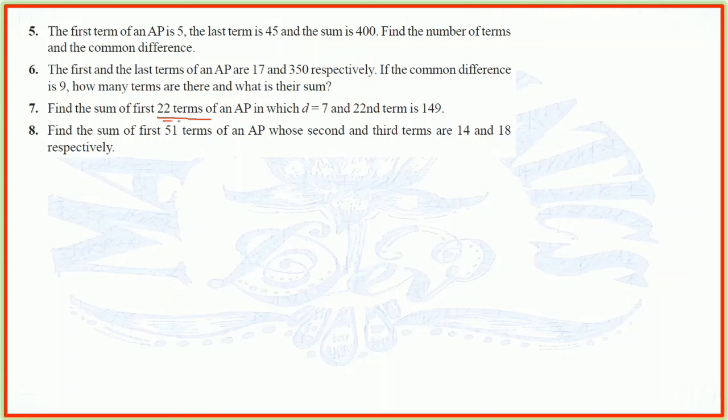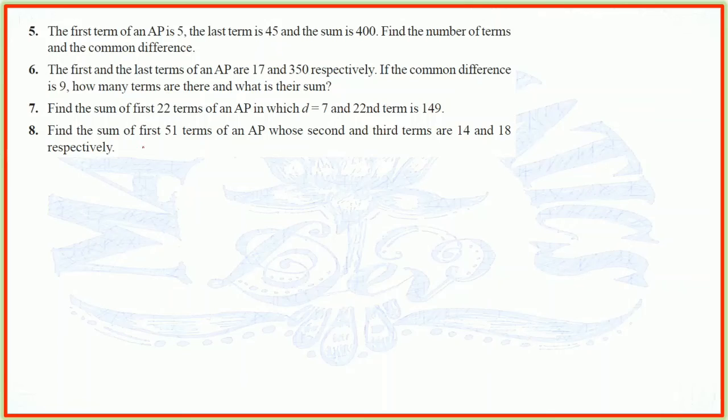So n is given here, 22, of an AP in which d is 7 and the 22nd term is 149. So A22, the last term, is equal to 149. You will be using the formula and putting these values there. Then find the sum of first 22 terms. Then n is equal to 22, so you have to find out S22 at the end. Clear? So that is also a very simple thing for you.